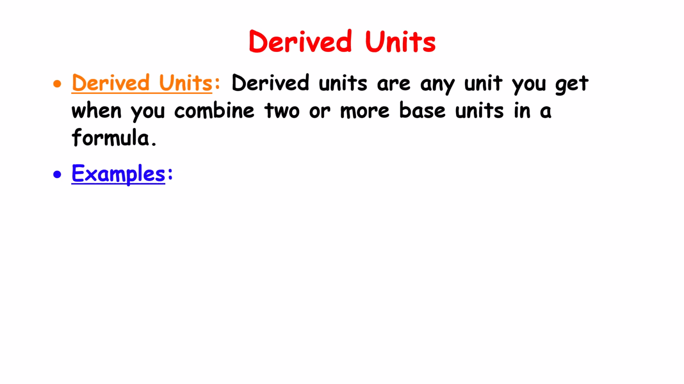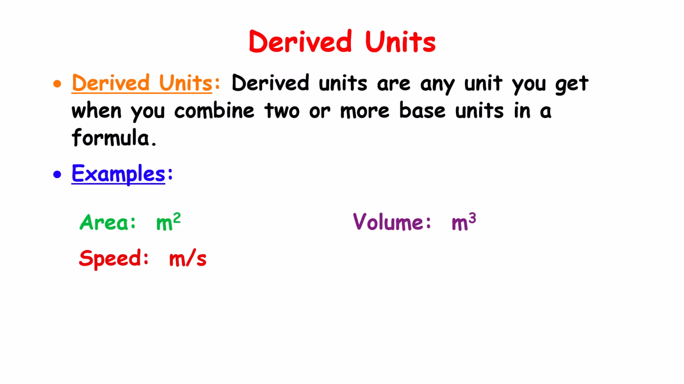Derived units are any unit you get when you combine two or more base units in a formula. So there's a mathematical operation going on in these cases. Some examples of this is area. You take the length times the width and you get a square unit. Here, it's expressed in meters squared. And the same thing for volume. You have the length times the width times the height, and you'll have a cubic unit. In this case, we have meters cubed.